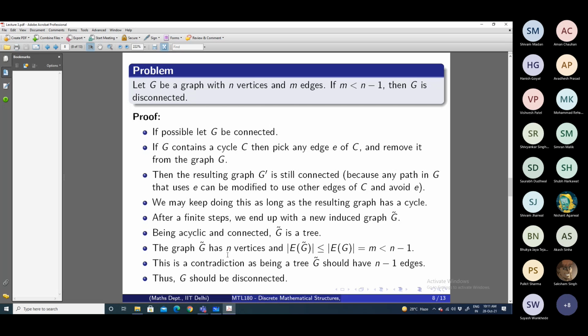So G tilde has n vertices. Now since we are removing just edges, the number of edges of G tilde is less than or equal to the number of edges of G, which is m, and that is strictly less than n minus 1. That is a contradiction because G tilde is a tree, and we know that a tree must have n minus 1 edges, but here the number of edges of G tilde is strictly less than n minus 1. So we have a contradiction. Therefore G must be disconnected. That is a very simple proof.